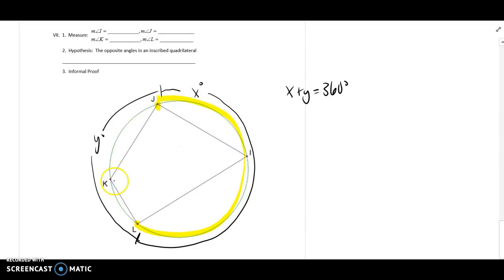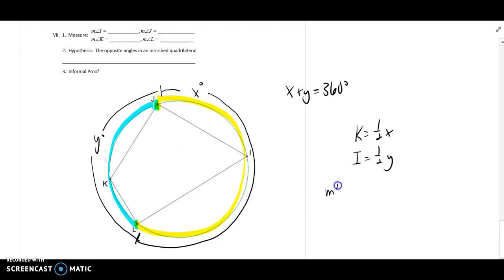Since K is an inscribed angle, it's half as big as its corresponding central angle. I don't have the center of the circle in here, but wherever the center of the circle is at, it would end with this arc. So half of this arc is equal to K. So K equals 1/2 X. And then going over to the other side, here is angle I, which ends at points J and L. So then the measure of angle I is 1/2 of Y.